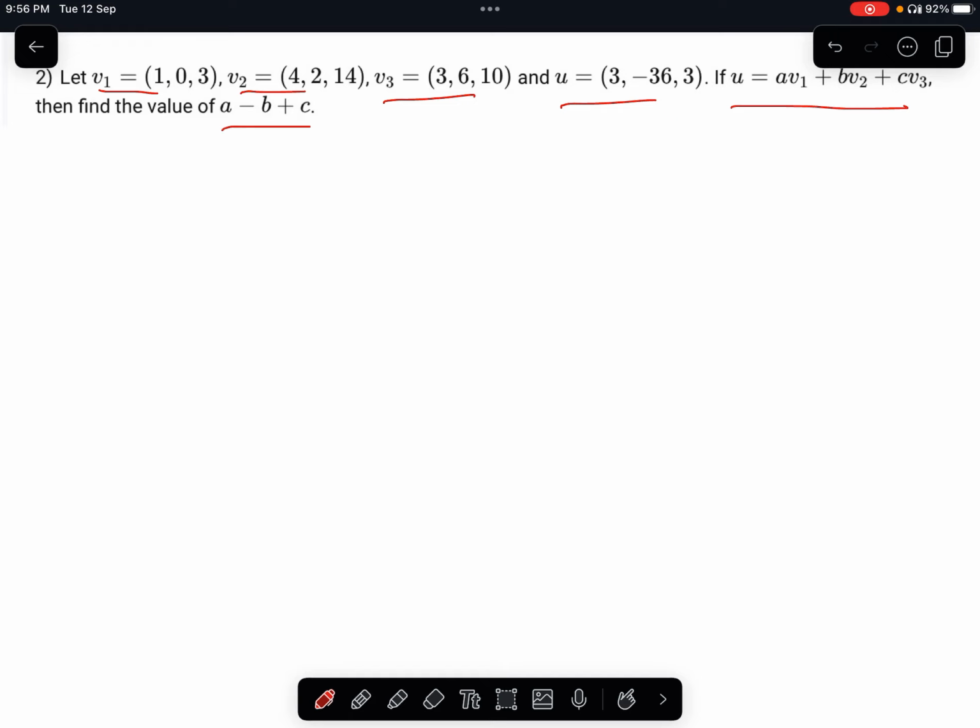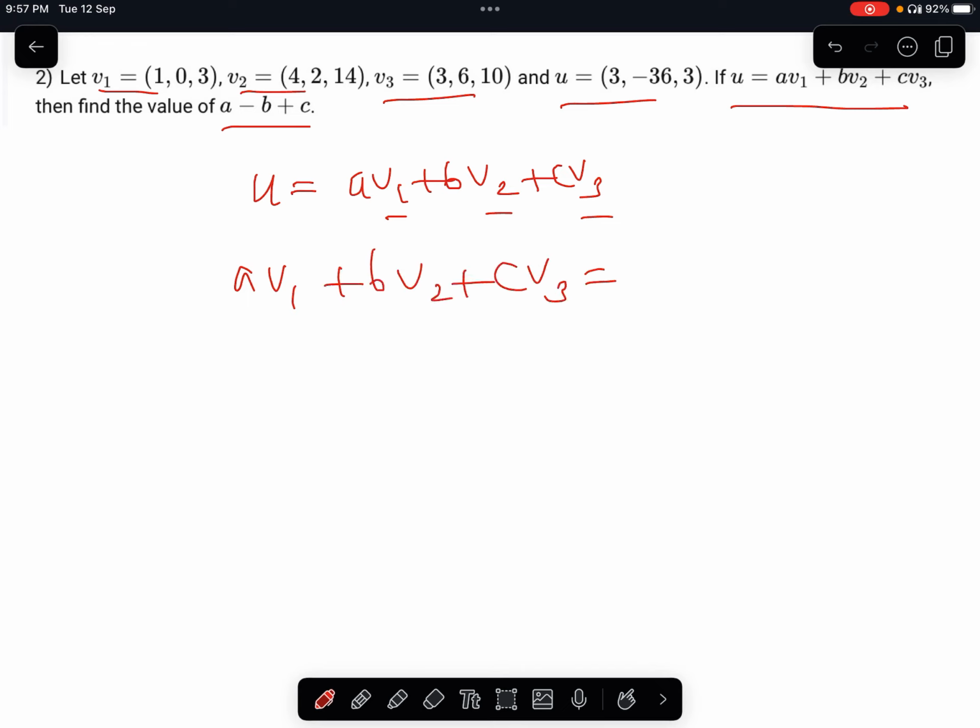So let us write the equation u is equal to a v1 plus b v2 plus c v3. The vectors v1, v2, v3 which they have given, we should write in the form of a column. Now in the place of u, we write this equation in reverse, so that it will be very easy to form an augmented matrix and reduce it to echelon form. So I'm writing in the reverse direction.